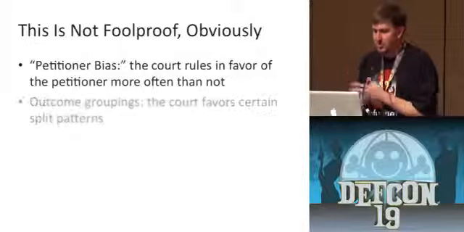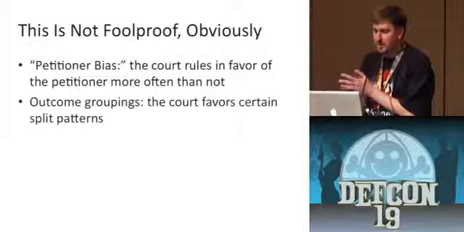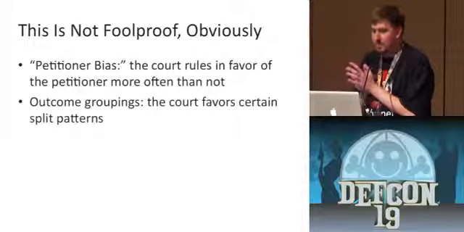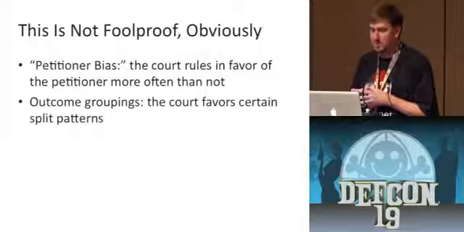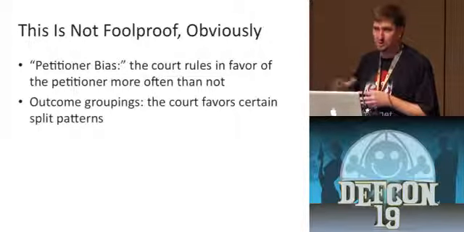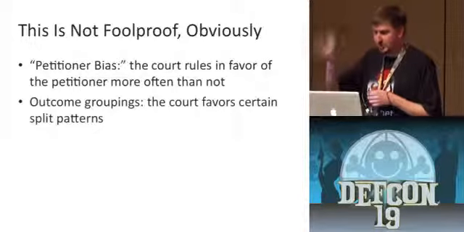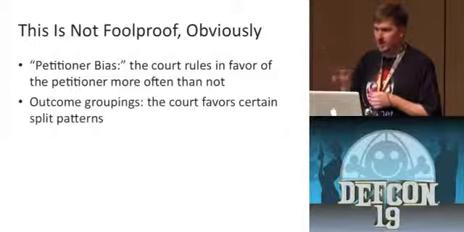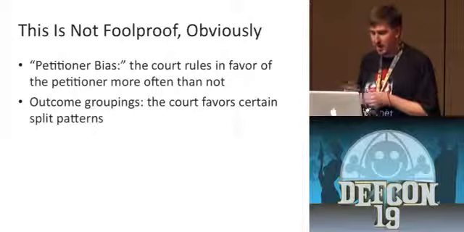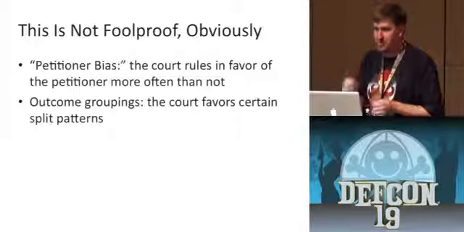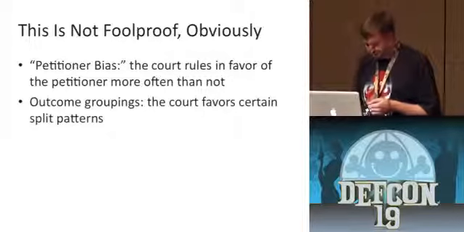The other thing that's interesting is there are very strong groupings of outcomes. The court favors certain split patterns. So in criminal cases, you see a huge number of unanimous decisions. And even in civil cases, you'll see 9-0 or 8-0 a lot of the time. And then the other sort of biggie is 5-4. You see a lot of those splits nowadays.